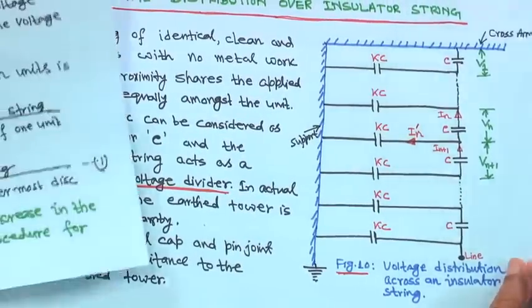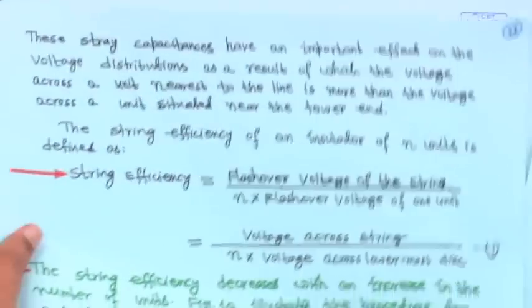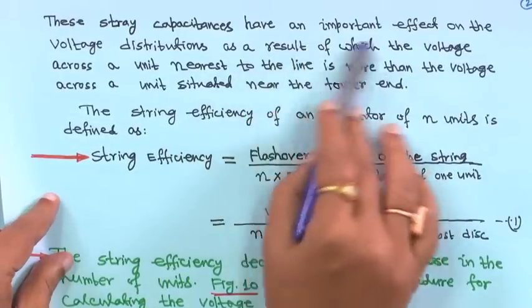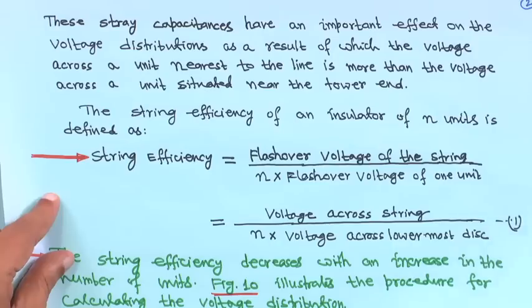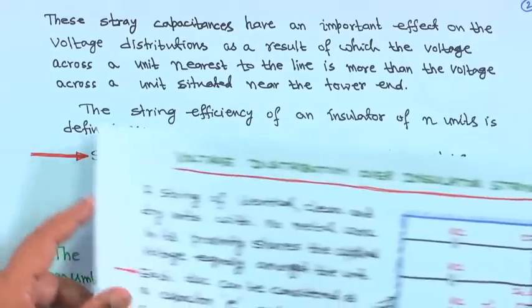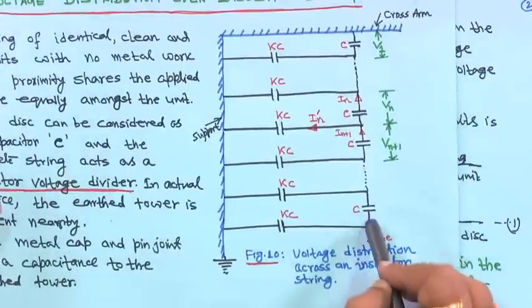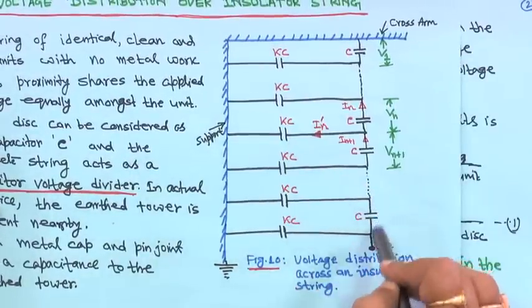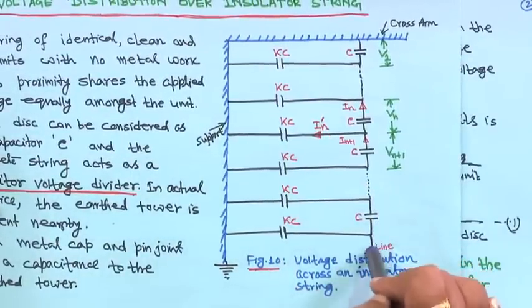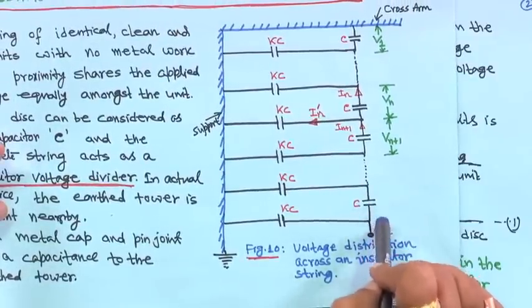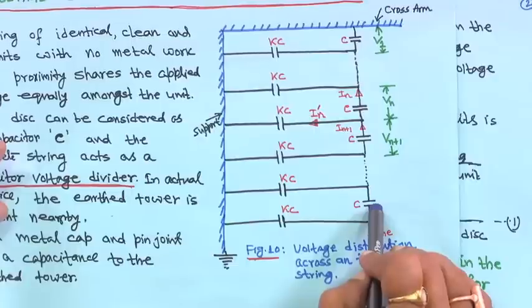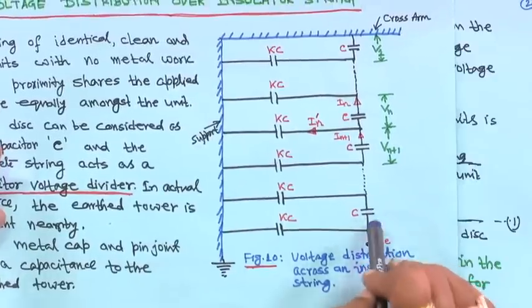These stray capacitances have an important effect on the voltage distribution, as a result of which the voltage across the unit nearest to the line is more. That means, because of this stray capacitance, the voltage nearest to the line is higher. There are several units in the string, right. So, it will be higher.